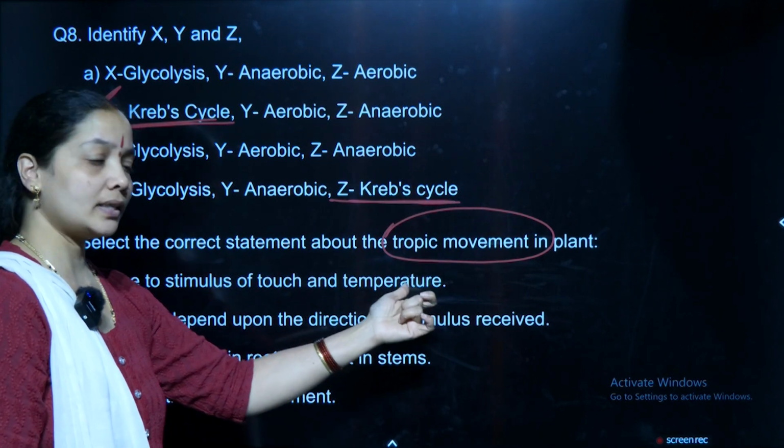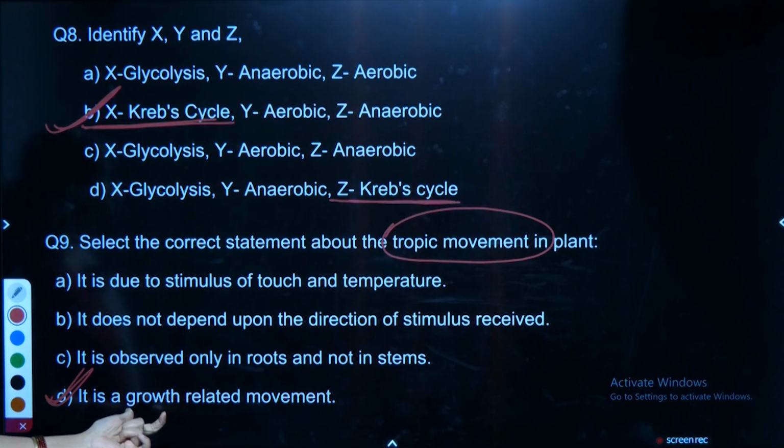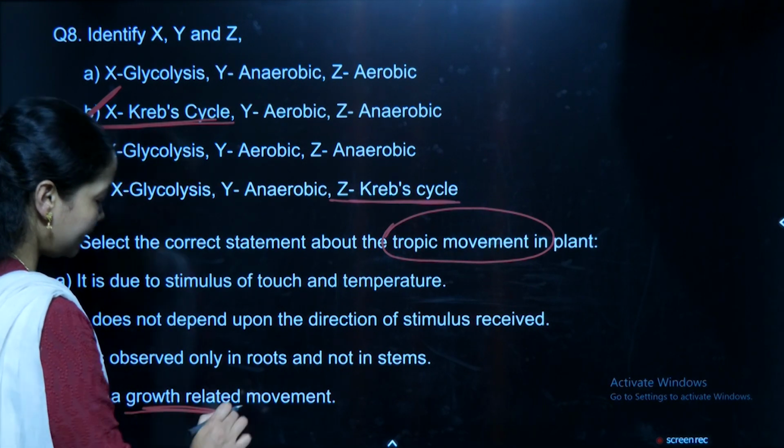Tropic means movement itself. So the growth movement of stem or root towards a stimulus is called tropic movement. So it has to be option D.